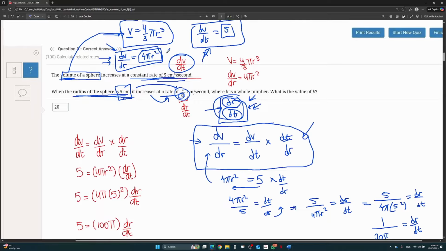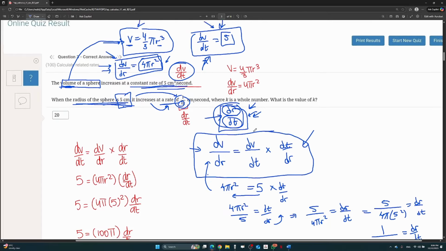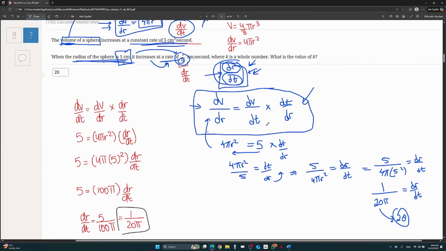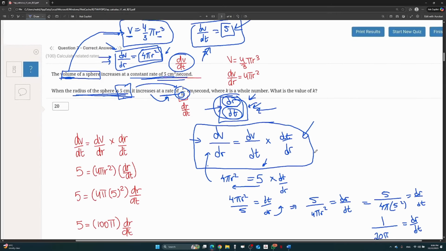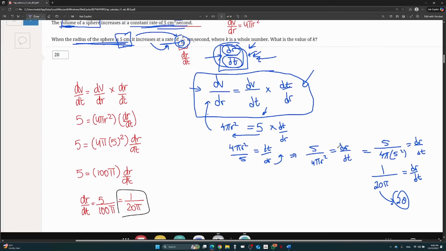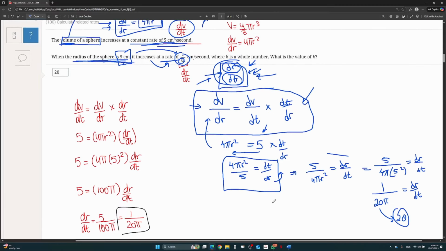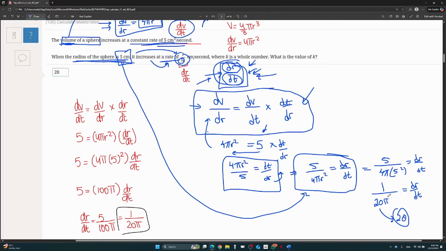dV by dr, we found it to be 4 pi r squared. dV by dt is given, 5. And then dt by dr, we're trying to find it. We found that dt by dr is equal to this, but we don't want dt by dr, we want dr by dt. So all you have to do is just flip it upside down, and it becomes this, and substitute the radius 5 that they told you to substitute, and it becomes this.